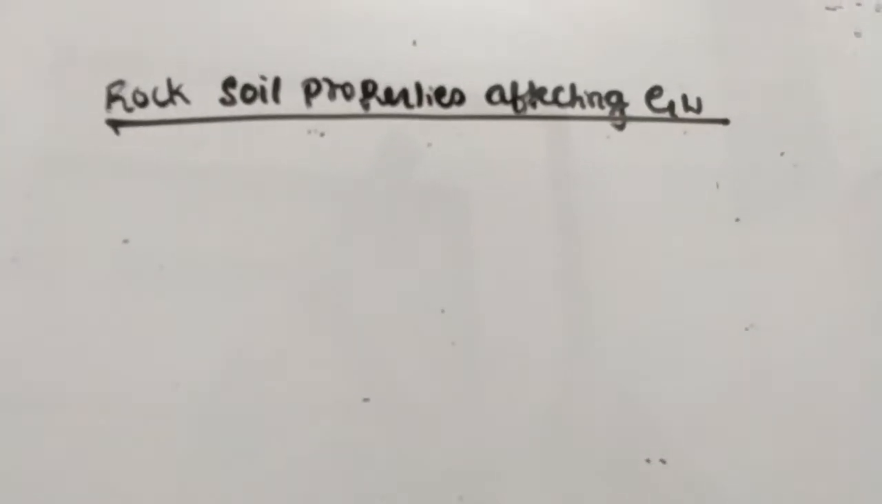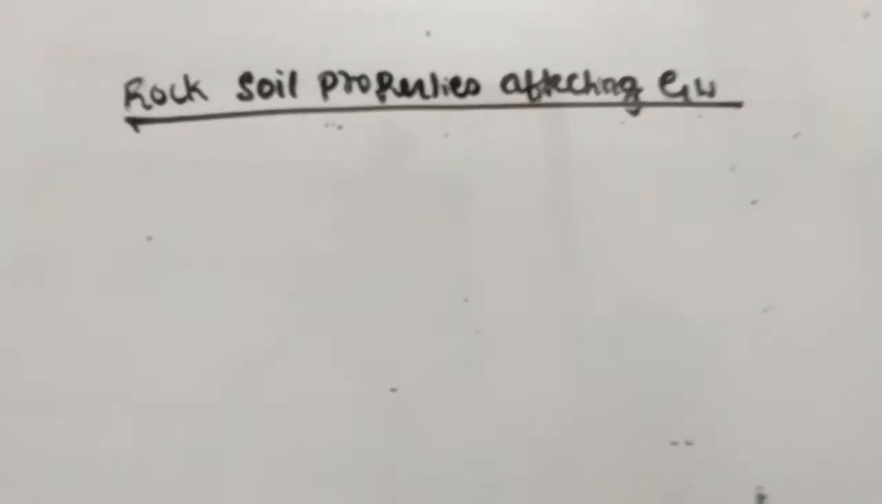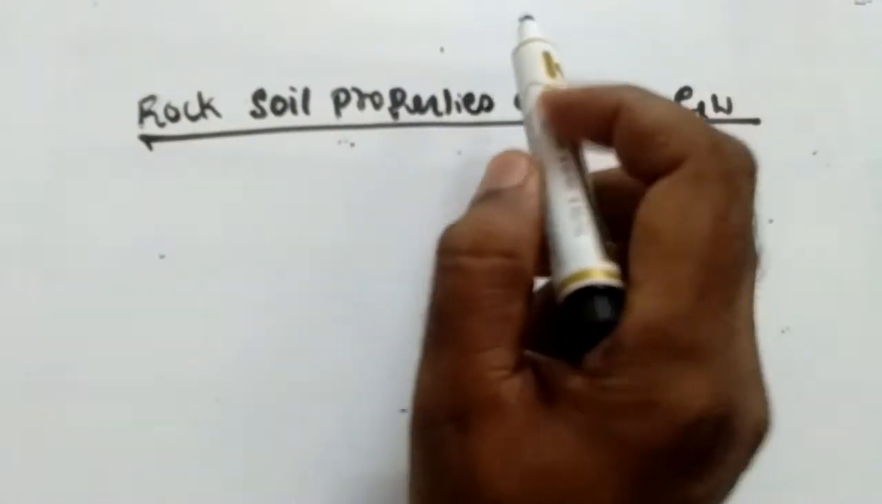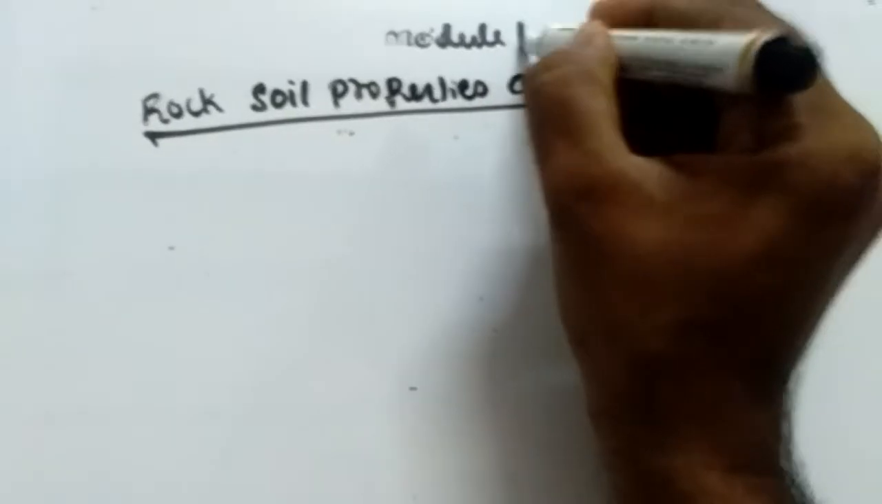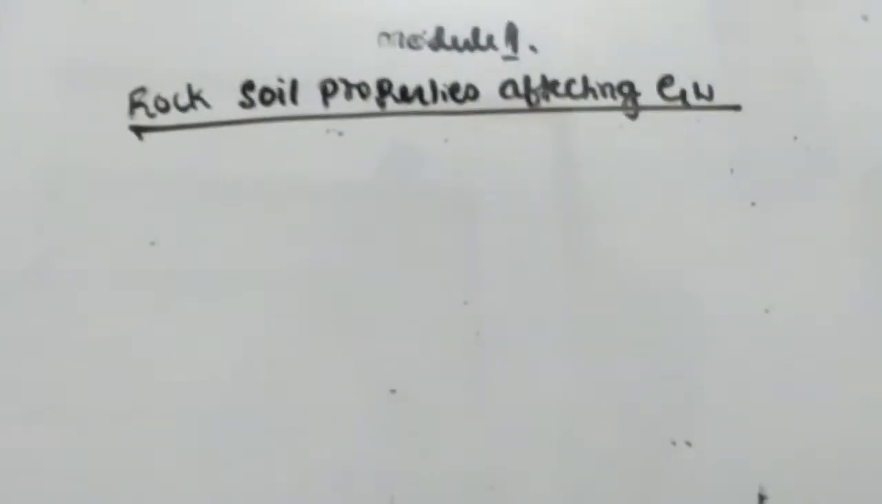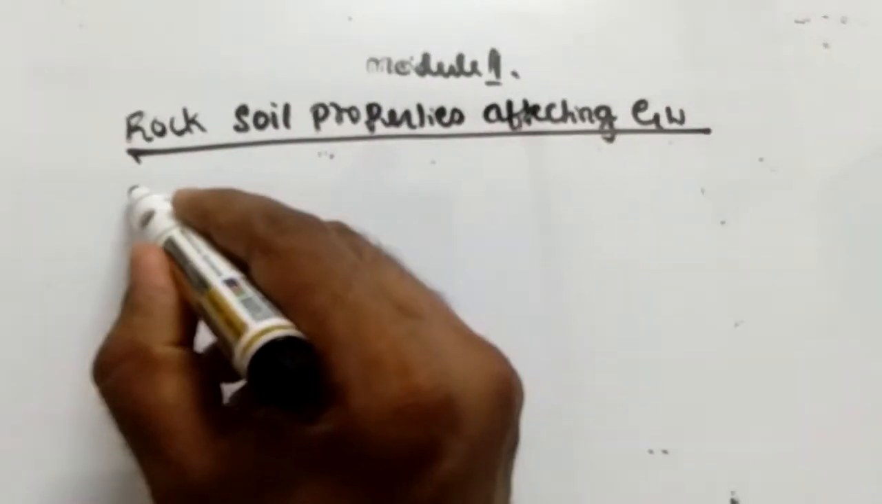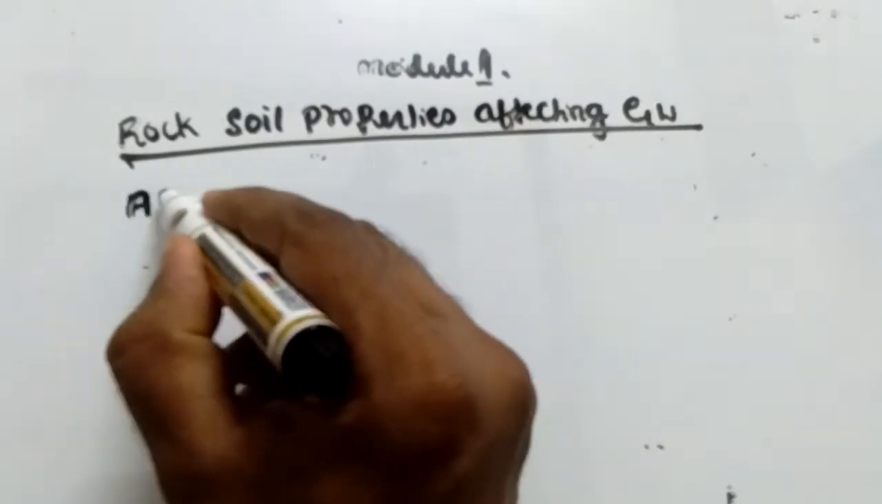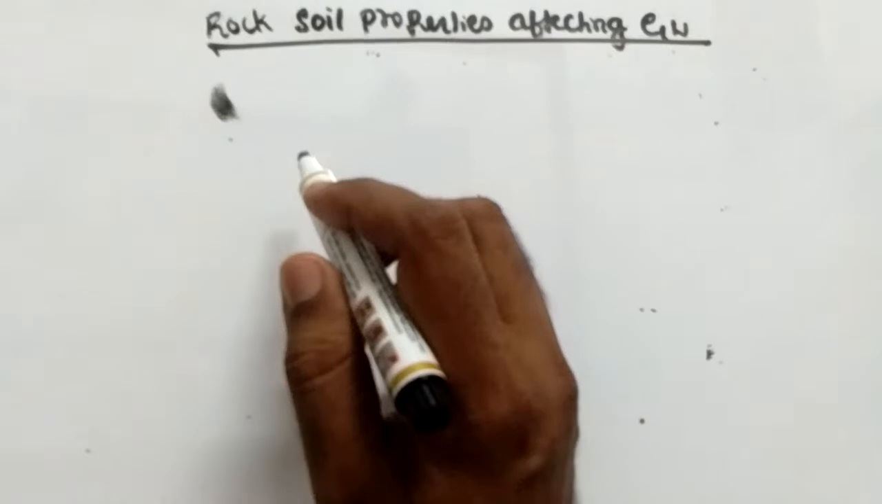Today we'll discuss rock and soil properties affecting groundwater. Module one: the rocks and soil properties affecting groundwater. What are the soil properties? First we'll discuss aquifer. The rock soil properties imply those properties which facilitate storage and movement of groundwater.